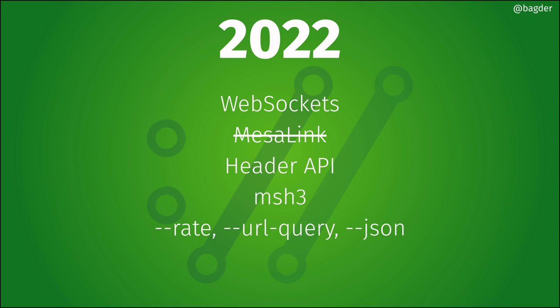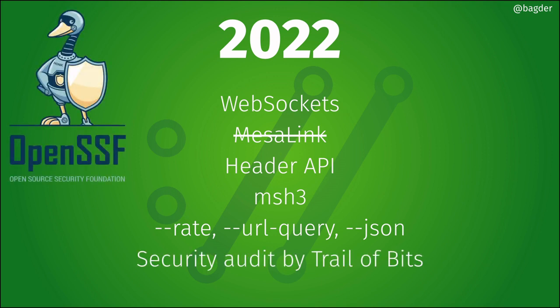URL query is a way to model the query part of URLs in your command line. And of course, JSON is a short way to use when you want to send JSON in HTTP posts to a server. So we're still innovating, adding weird command line options.